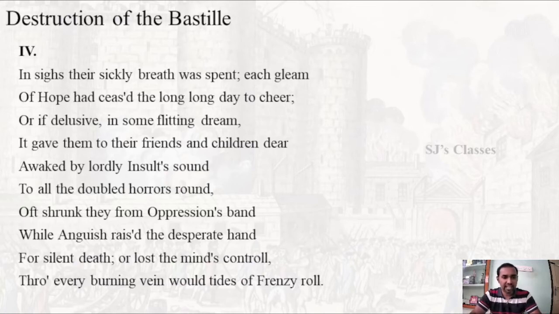He says that even in dreams they used to be awakened by the insults and horrors created by the aristocratic elite or the nobility, and most often they shrunk or drew back from their oppressor's hand. While this happened on one side, anguish, which is personified here and is representative of the extreme mental pain and suffering they had to undergo, raises their hand in a desperate manner with tides of frenzy or mental agitation burning through their veins. Now, basically, what Coleridge intends to convey here is that it is a severe suffering they had to confront that made them revolt or take part in the revolution.